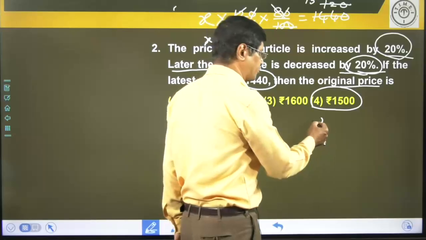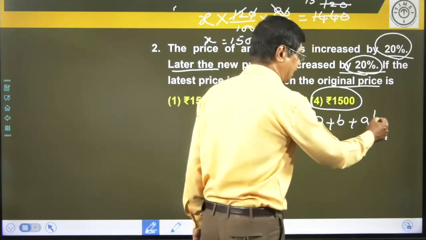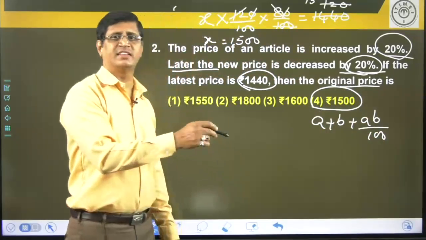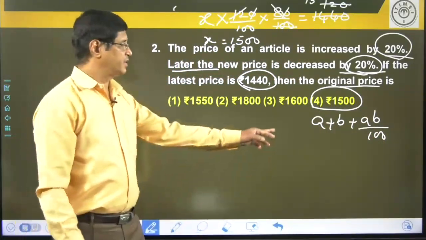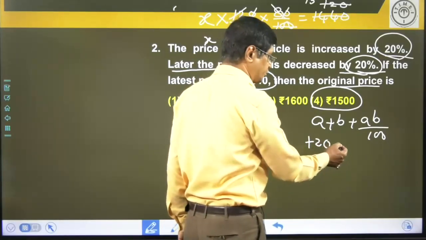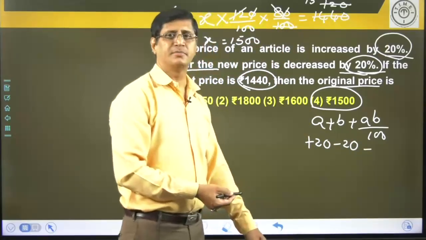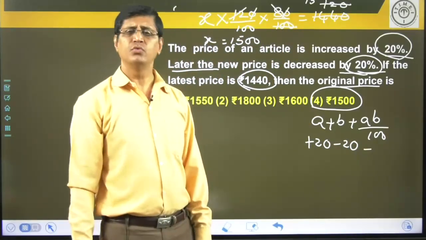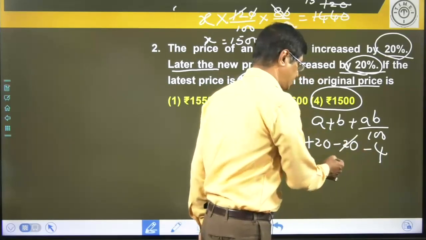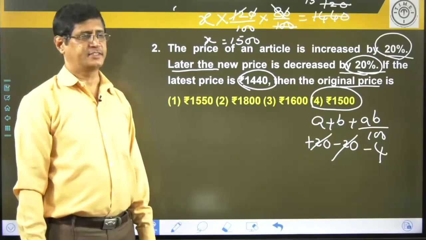What does overall effect mean? You can apply this formula: A plus B plus AB by 100. A is one of the two percentages, B is the other one. Let us assume A has a 20% increase, so I am taking plus 20. B is a 20% decrease, so minus 20. Minus into plus, that is minus 20 into 20, 400 by 100. It is a 4. Simplify. What is the effect? 4% decrease.